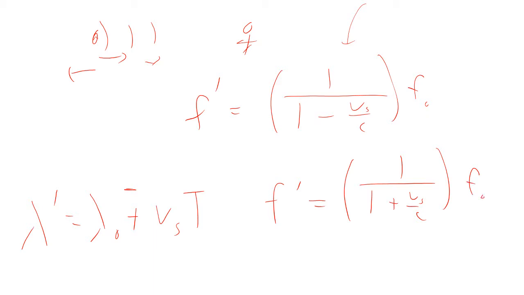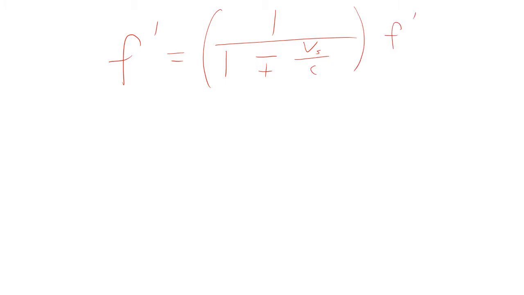So we can make a general statement here: f prime, what you hear, is going to be f naught divided by 1, either minus or plus, the velocity of the source over c, with f naught being the original frequency.